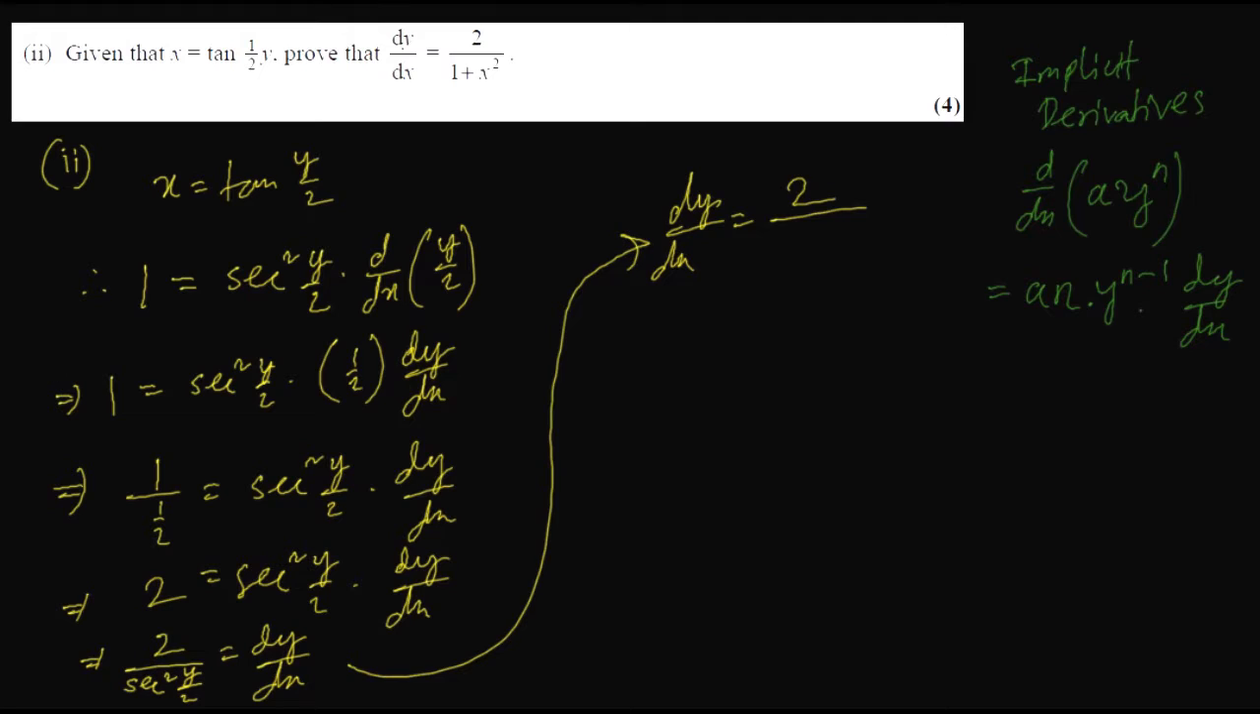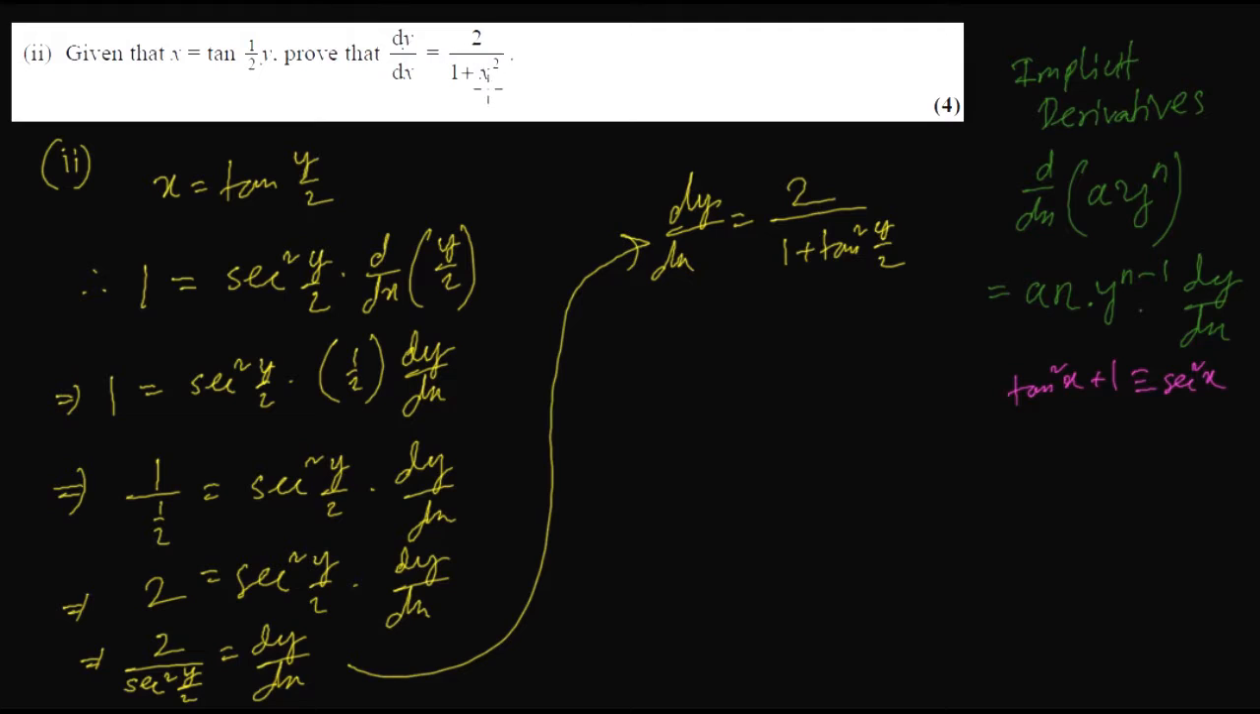Now remember the identity: tan squared x plus 1 is identical to sec squared x. We are going to need that identity here. So instead of writing sec squared theta, I can write 1 plus tan squared theta, where theta is y by 2. So this is how it works.